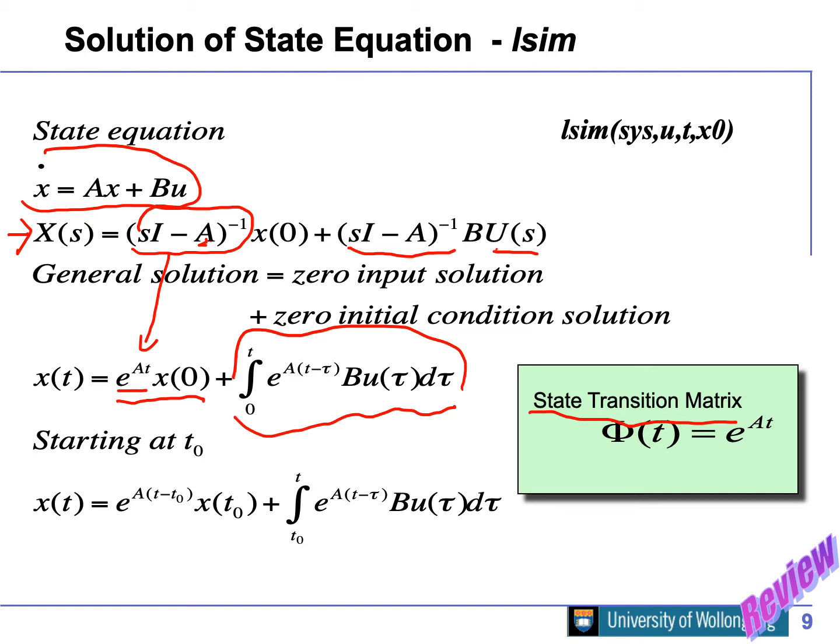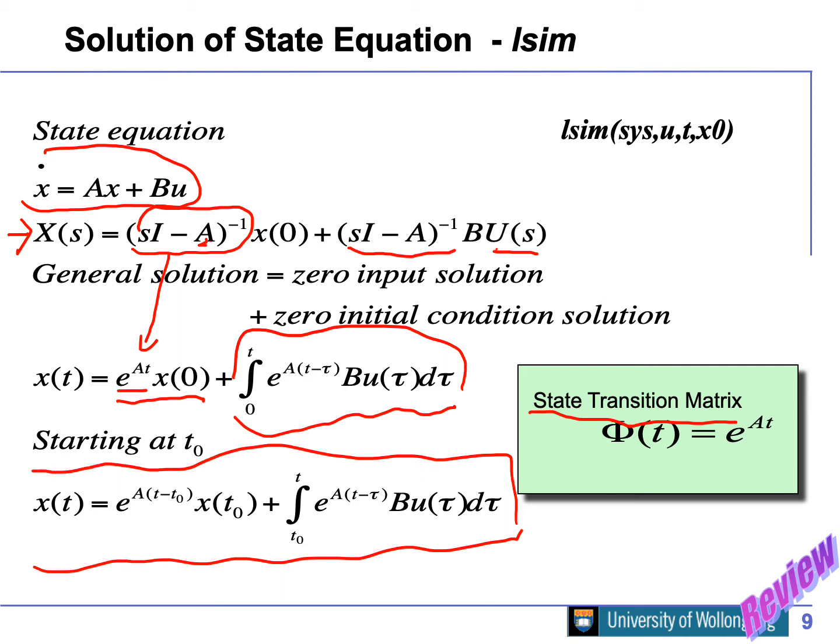And this is when the time starts from 0. If time starts from t0, we can just replace the 0 with t0. So this is a more general form, if time starts from non-zero, from a certain t0. So that's our time domain solution. We have to keep this in mind, because this is going to be useful for us.